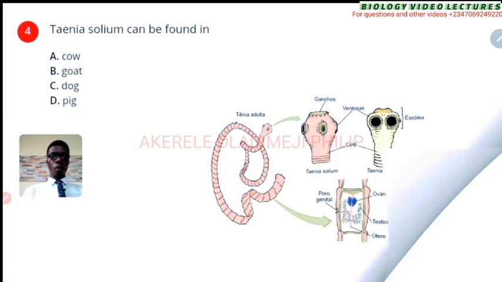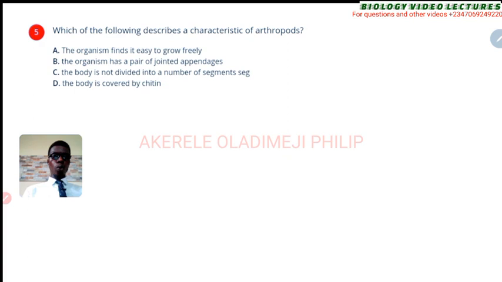Which of the following describes the characteristics of arthropods? The organism finds it easy to grow freely. The organism has a pair, it says a pair of appendages. That A means just one, that's not correct. The body is not divided into a number of segments, that is also not correct. The body is covered by chitin. That made sense. So D is the answer. The point is they truly have jointed appendages, but it's not just one, because he's saying a pair.